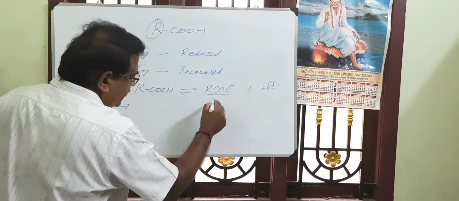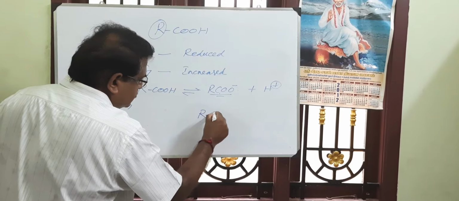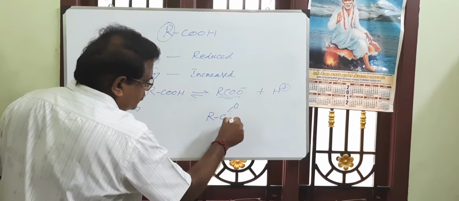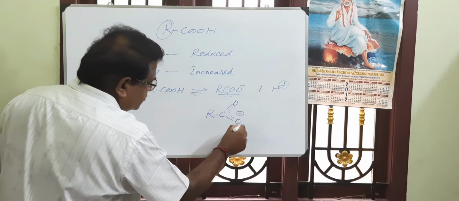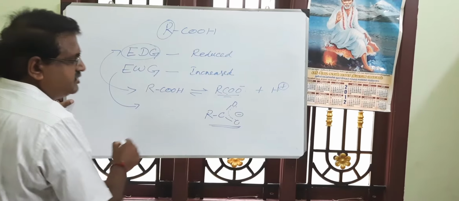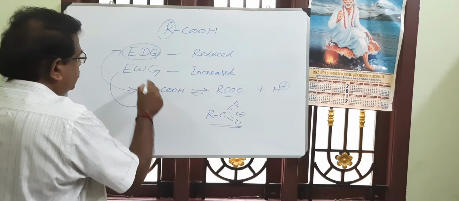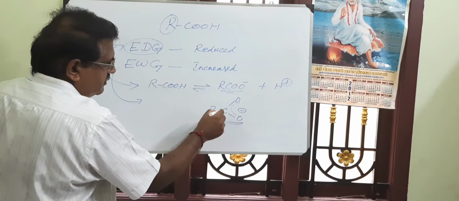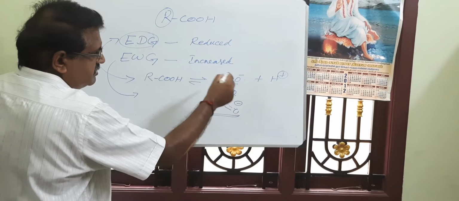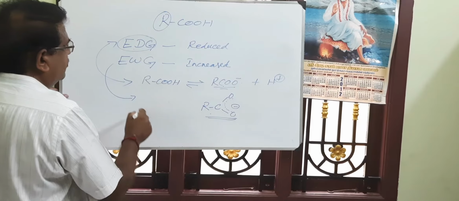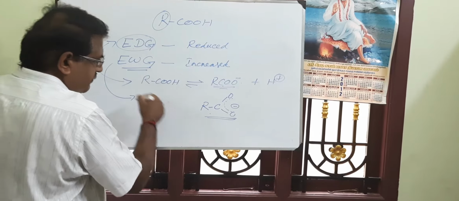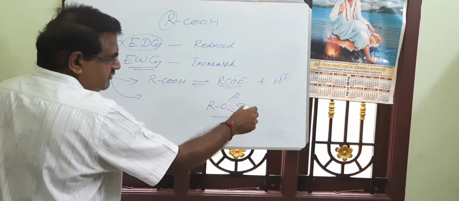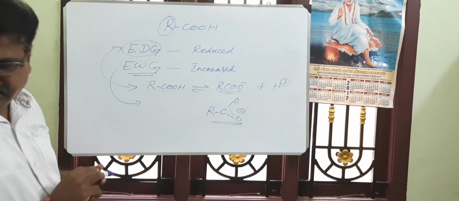Actually, the carboxylate ion can be written as RCO minus O, and this is the resonance structure. This carboxylate ion should be stabilized. So the electron donating group destabilizes the carboxylate ion. Consequently, the strength of the acid is reduced. The electron withdrawing group stabilizes the carboxylate ion. Consequently, the strength of the acid is increased.